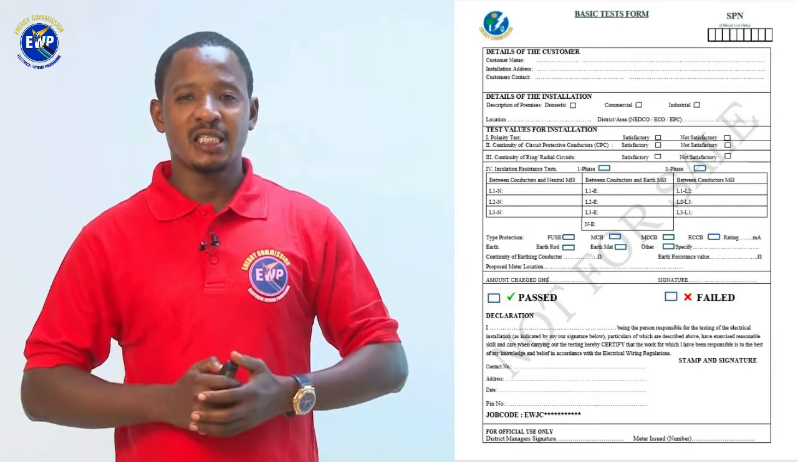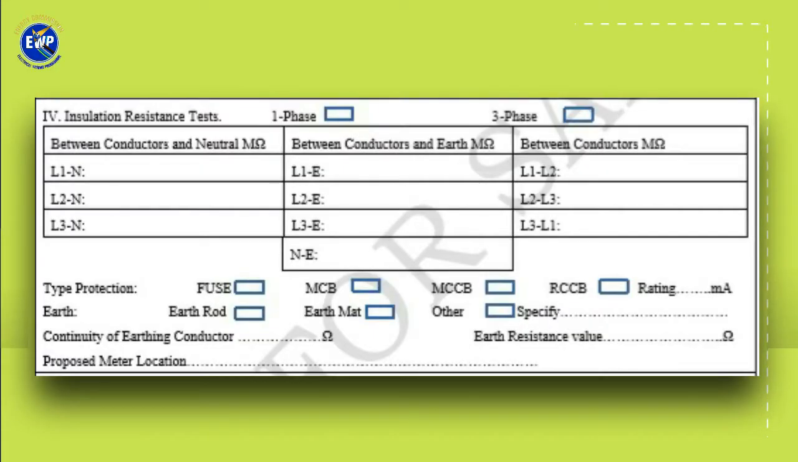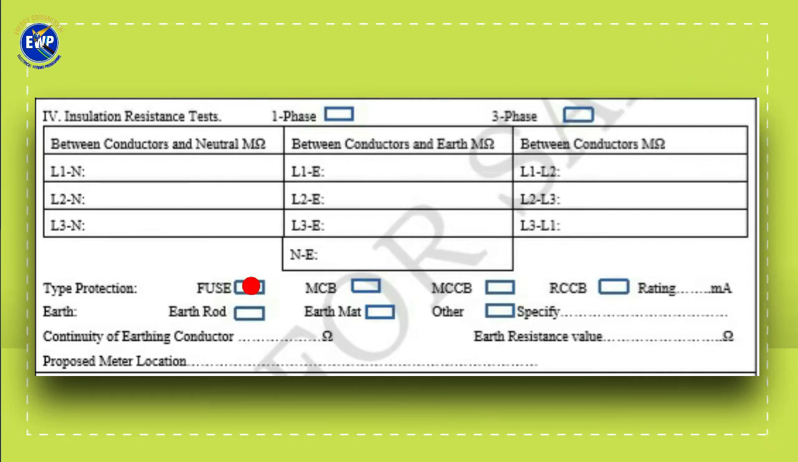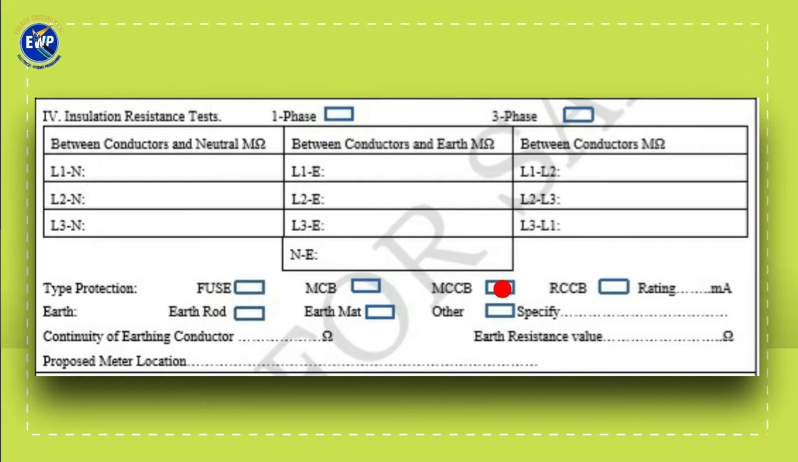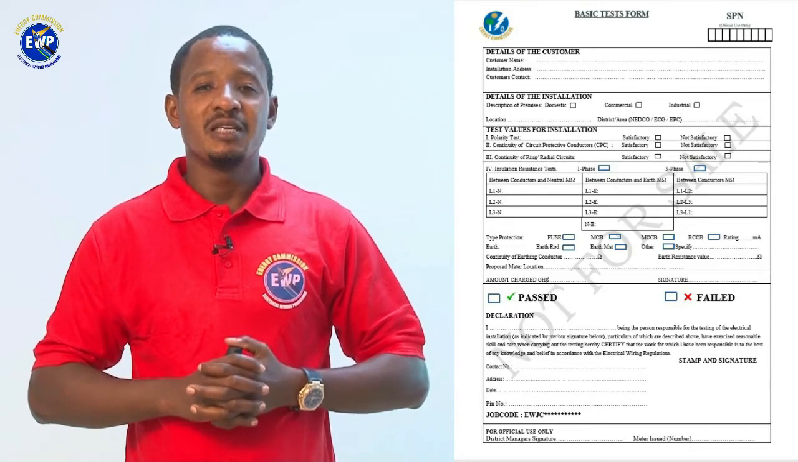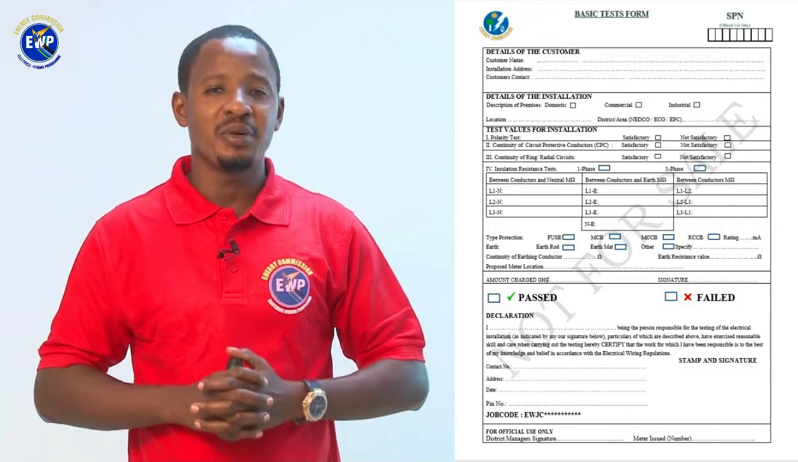Type of protection, you are required to state the type of protective devices inside your distribution board, a consumer unit, or a distribution panel. You have to state whether they are made of fuses, MCB, MCCB, RCD, or RCCB. If it is an RCCB, you are required to state the sensitivity of the RCD, which is normally in milliamps, and then the rating of the RCD, which is normally in amperage.